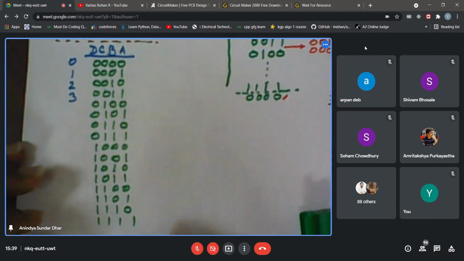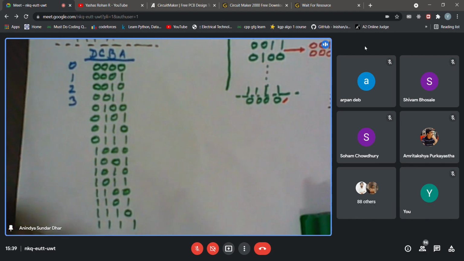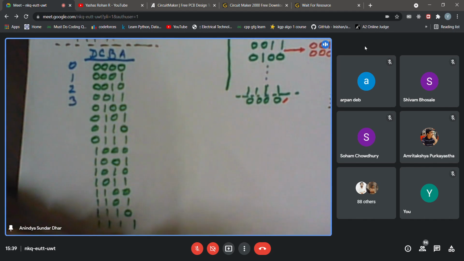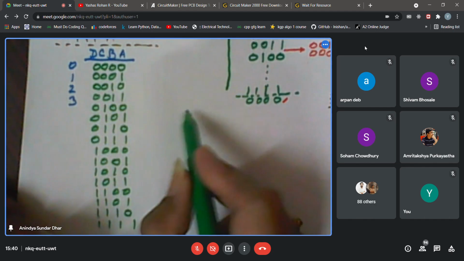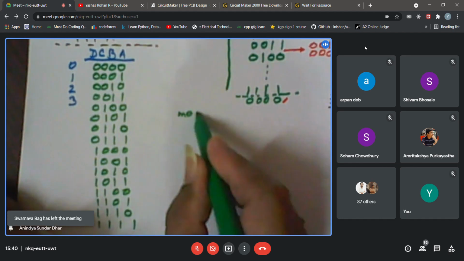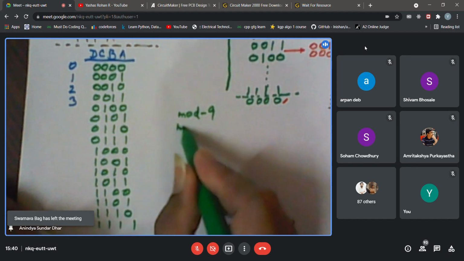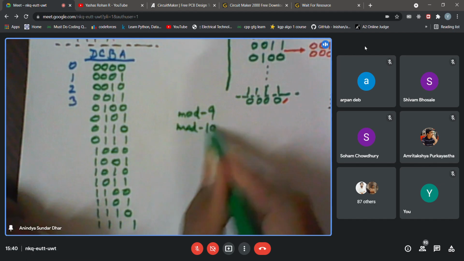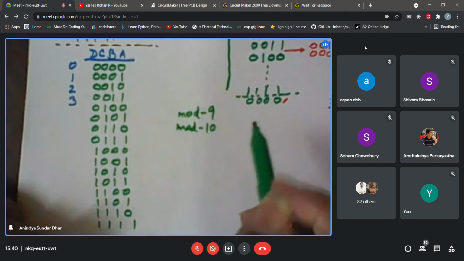So that's all. Power of 2 is simple, so 4, 8, if it is a power of 2, then there is no issue. But other than that, what are the other modulo you can realize? You said that modulo 9 is realizable, modulo 10 is realizable. Can you just look into this and tell me other things?